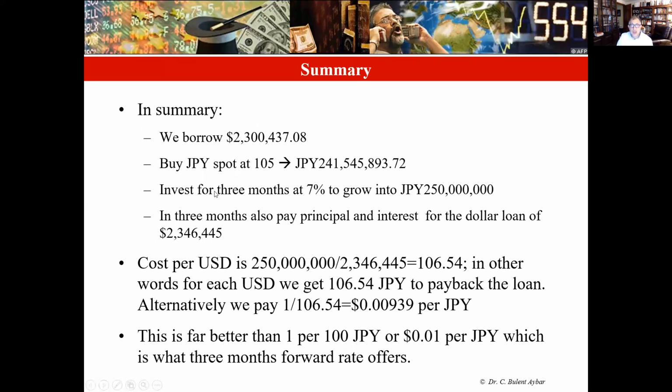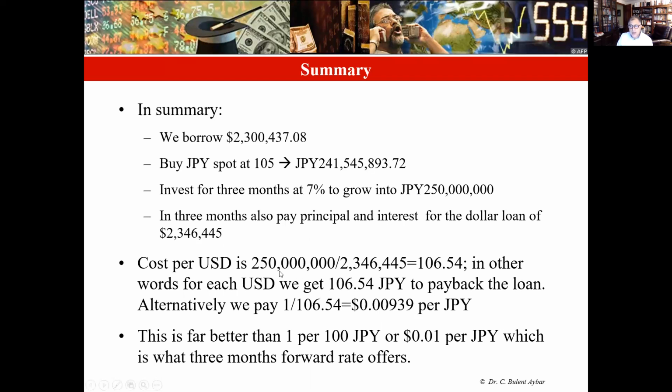So again, to summarize, we borrow $2.3 million, buy Japanese yen at the spot rate of 105, 241,545,893. And then we deposit this at the rate of 7% to grow into 250 million Japanese yen. And the amount that we've borrowed has to be paid back, which will require us to pay back $2,346,445, which will lock us into a cost of this amount.